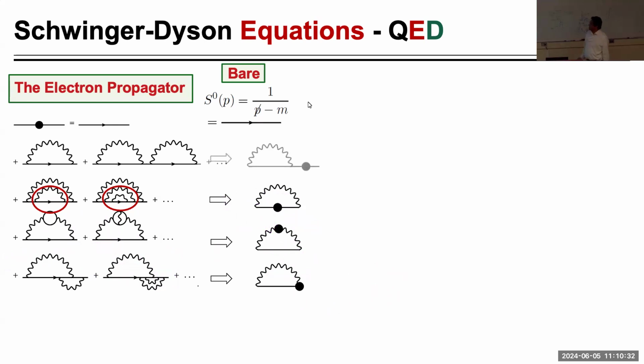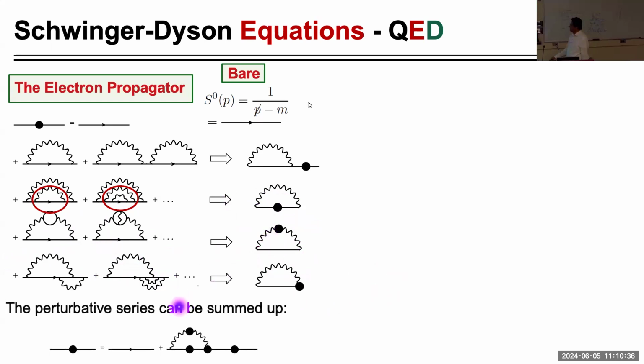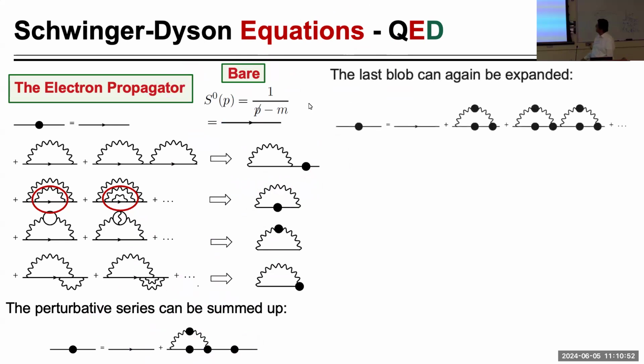Now, in fact, you can put them together. And when you put them together, what you can see is that the perturbative series can be summed up as all these possible corrections. And then these corrections can be repeated. That is to say, there is a full propagator again, because this whole process can begin all over again. And if it begins all over again, then this propagator can again be written as all these corrections.